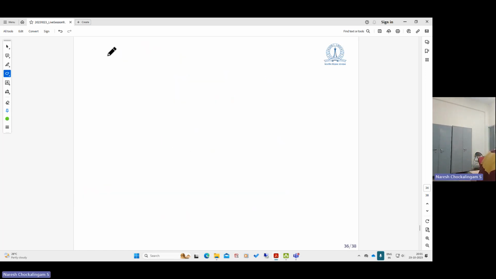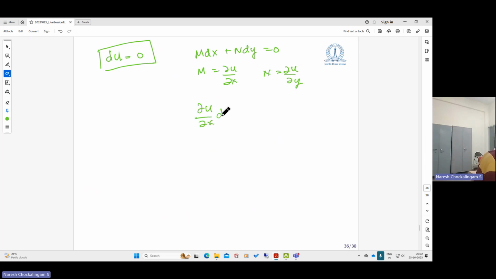So we have a function u whose first differential is 0. So m dx plus n dy equal to 0 is what we have, but m is dou u by dou x, n is dou u by dou y. So we have dou u by dou x dx plus dou u by dou y dy equal to 0, and this is nothing but du equal to 0. What does this mean? This just means that u of x comma y is equal to a constant c.